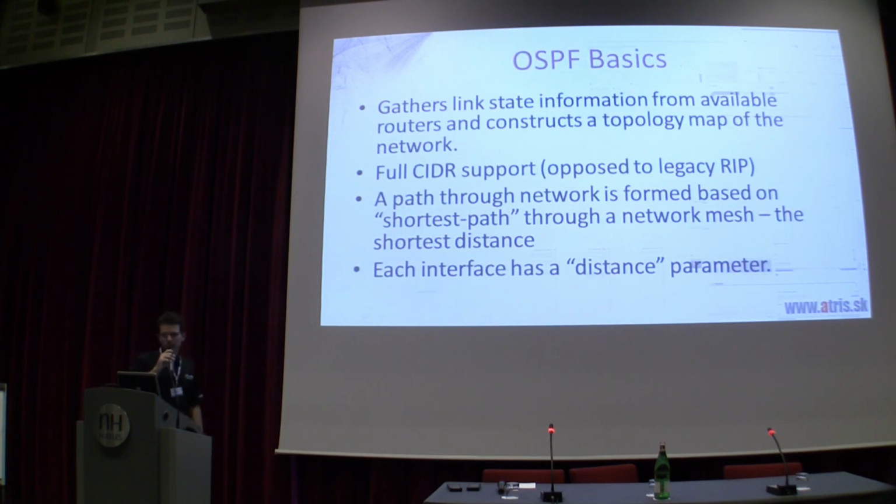So OSPF basics. OSPF gathers link state information from available routers and constructs a topology map of the network. So it supports full CIDR as opposed to RIP. It calculates a path through the network, and the path through the network is formed based on shortest path. So the shortest distance from node to node, from hop to hop. And each interface in OSPF configuration has a distance parameter.